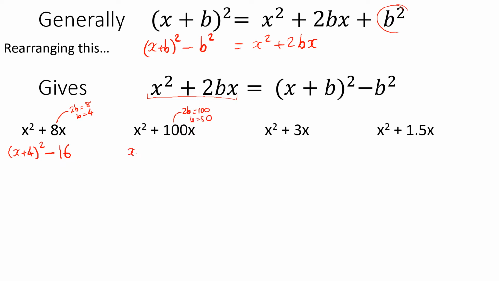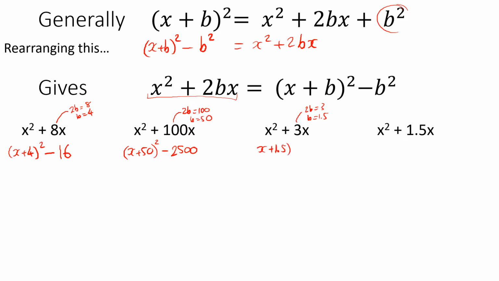So this must be x plus 50 all squared, take away 50 squared, so take away 2,500. What about if it's a number like this, 3? Now there's two schools of thought on this one. Some people like to, you're obviously going to say 2b is 3. Some people like to halve this and say it's 1.5. And this is a perfectly fine way of looking at the world.